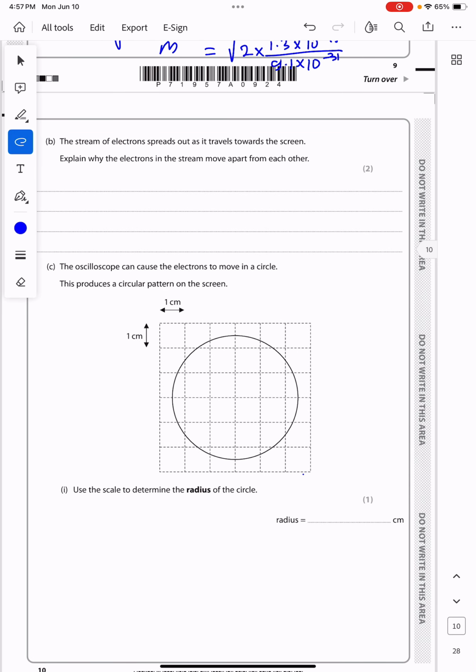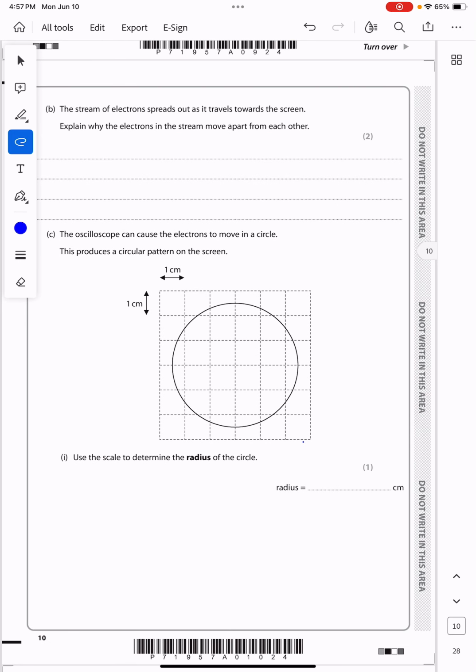So as I mentioned at the beginning of this question, all you have to think about is that the charges of electrons are negative. So when you have a bunch of negatively charged particles, what's going to happen between them? They're going to repel each other, right? Since they have the same negative charge, they will repel each other.